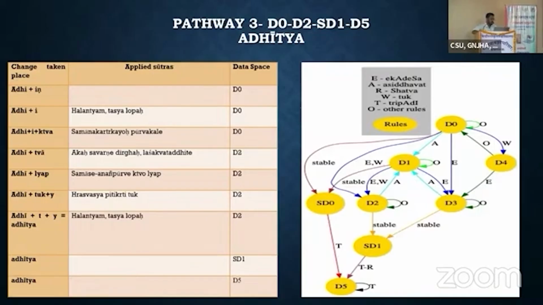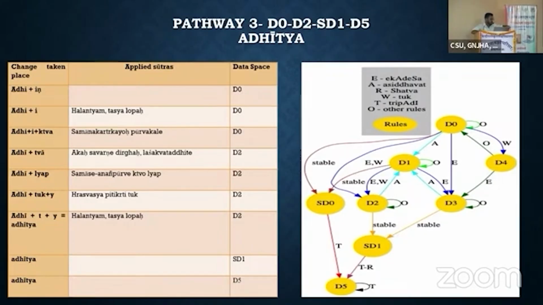So we have the example Adhitya. Adhi Upasarga Purvakat I Dhatuhu. Then we'll see the sutras Halantyam, Tasya Lopaha, Samana Kartrukayoho Purvakale, Akas Savarne Dirgha, all these sutras. Now we are in the state like this. The twa pratyaya is replaced by lyap, and the condition here is adhi plus i plus lyap. So in this state, first the ekadesha will take place, and the change adhi dirgha iti will be stored in D2.